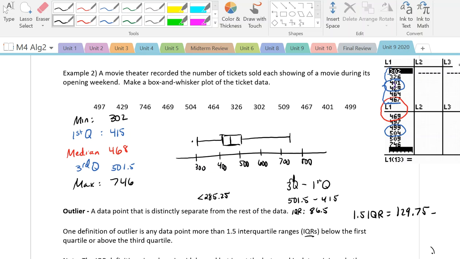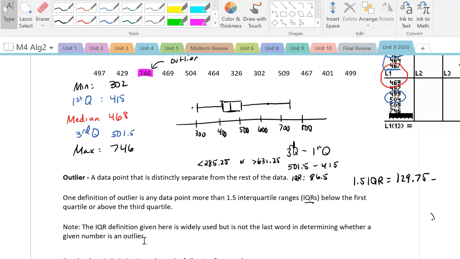Now, from our third quartile, 501.5 plus that 129.75, that's talking about right here-ish. So anything greater than 631.25 would also be an outlier. So in this particular set, 746 is actually considered an outlier. Now again, this particular IQR definition is widely used, but it's not the end-all be-all and the last word in determining whether a given number is an outlier. It's just the strategy that we're highlighting in this particular lesson.